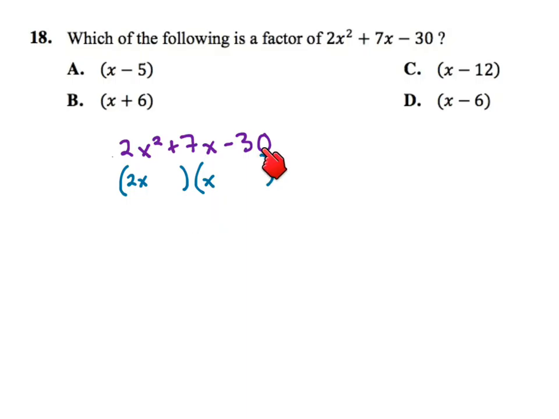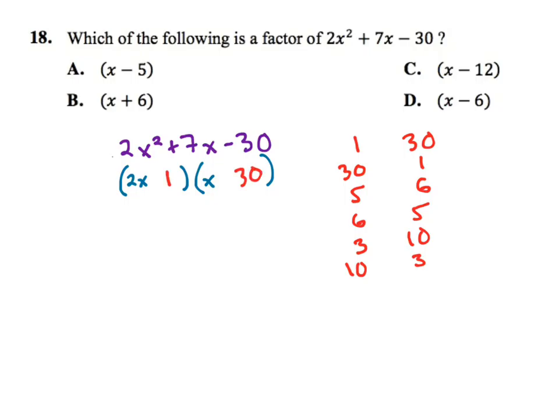Now I need to think about what factors do I have of 30. And I can make a list, 1 and 30. Because I have different coefficients for my first term, it's important to also reverse my numbers because order matters. 5 and 6, 6 and 5, and 30 and 10, 10 and 3, and as somebody pointed out, I forgot 2 and 15 and 15 and 2. All right, and I'm just going to start plugging them in and thinking about them.